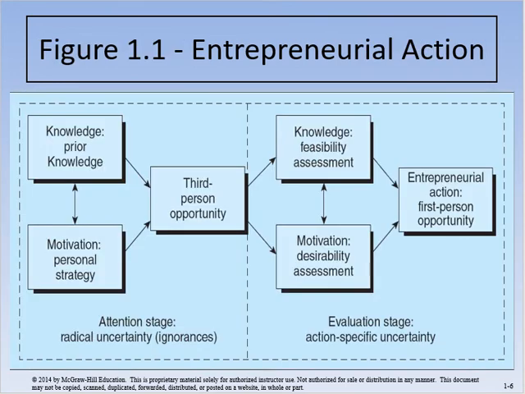Next is the entrepreneurial action. The entrepreneurial action comes with two stages: the attention stage, where the entrepreneur faces radical uncertainty and ignorance, and the evaluation stage, with action-specific uncertainty. At this stage, based on prior knowledge, they have the motivation and personal strategy, and it comes with the third-person opportunity. And in this stage, we have the feasibility assessment and the desirability assessment, and at the end, they create the entrepreneurial action, the first-person opportunity.